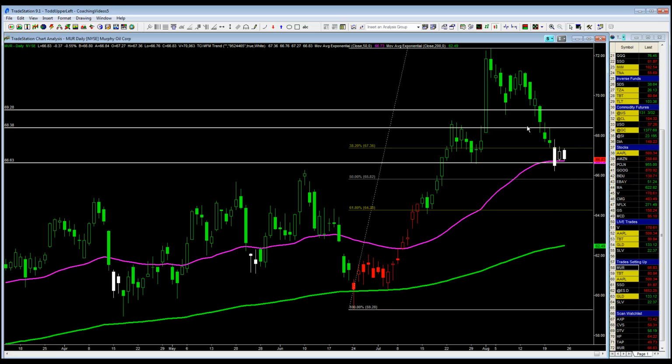So take a look at MUR. Again, I'm looking to buy it at 67.51 regardless. If it takes out the low first and then reverses and penetrates up through 67.51, I'd be long. Any questions, let me know.